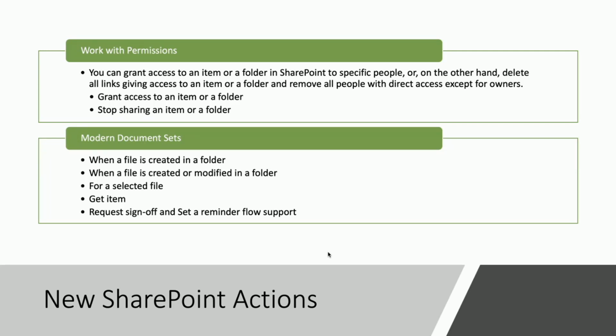So when a file is created in a folder, here replace folder as the document set, you can pick that actually in the picker. Same for when a file is created or modified, and for a selected file, get item, request sign off, set a reminder flow. Everything should work for the files inside the document set, as well as if you actually have other triggers for specific files. So go try out those and let us know if something you see is not properly working, or it's something not properly wired up as well.